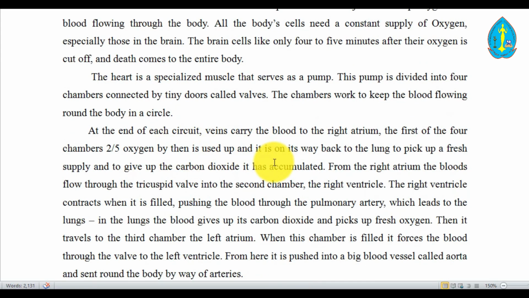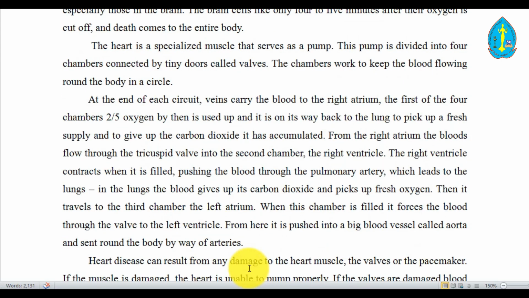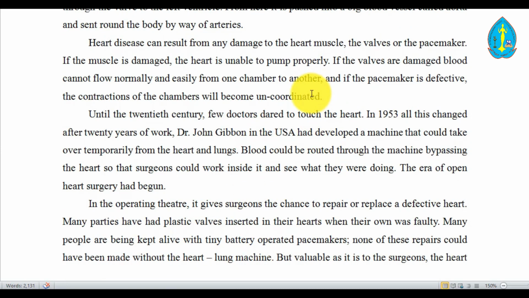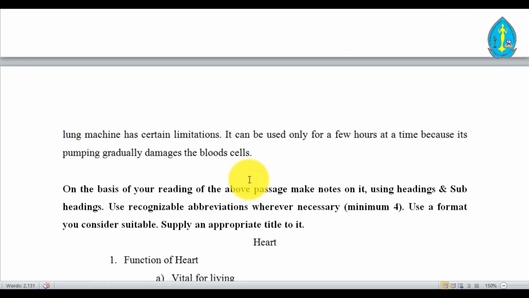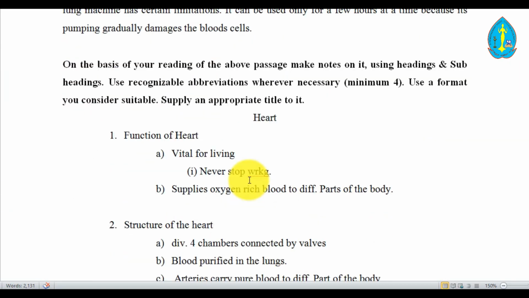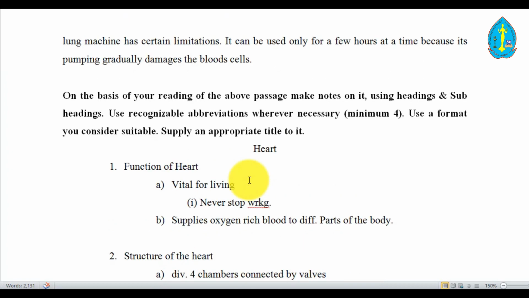At the end of the circuit, veins carry. From here, it is pushed into a big blood vessel called arteriole and sent around the body by way of arteries. So heart disease can result from any damage. Until the 20th century, so had begun in the operating theater. The heart lung machine has certain limitations. It can be used only for a few hours at a time. And based on the passage, this is another example.